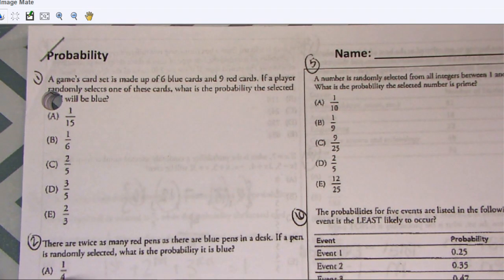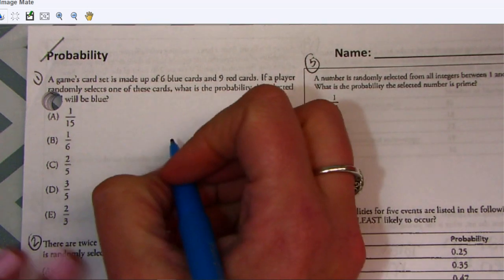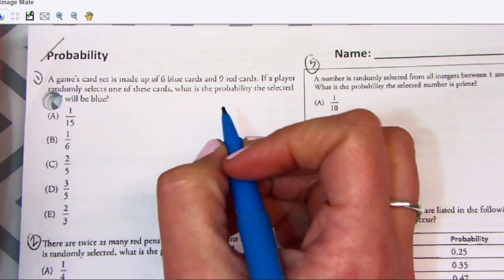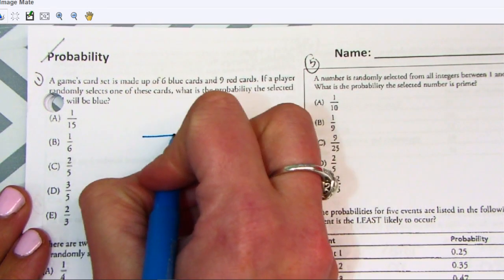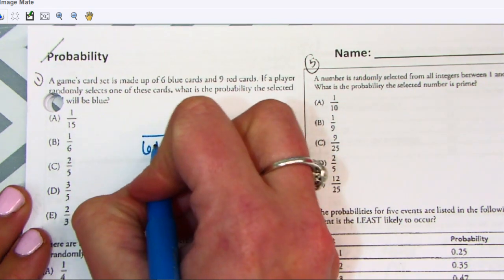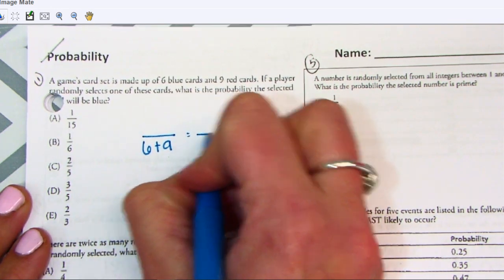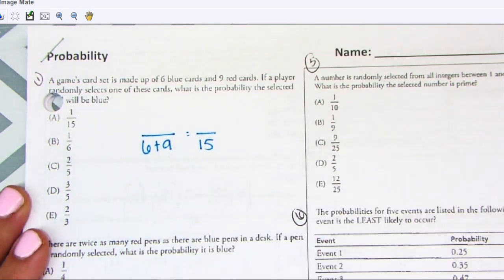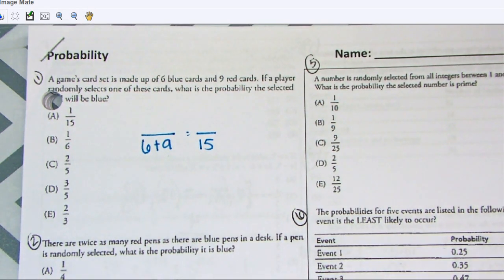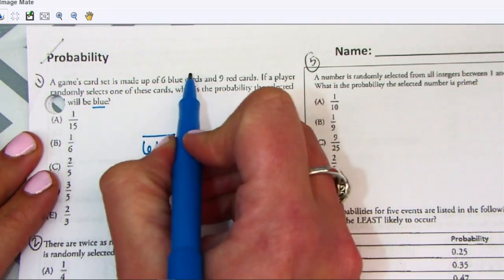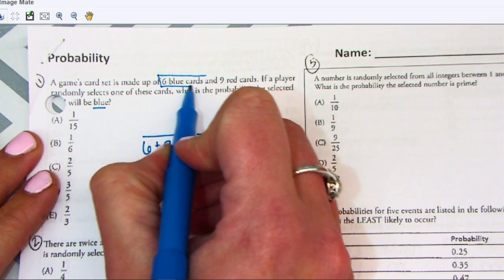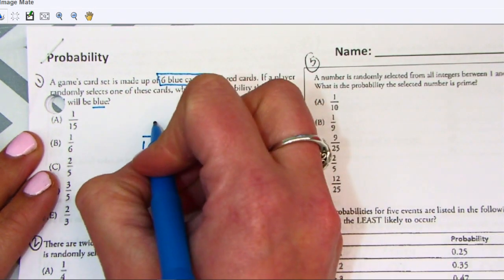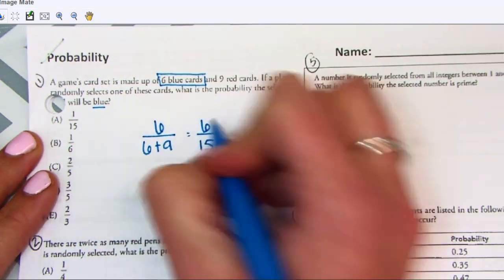So to do this problem, you need the total number of cards. So total always goes on the bottom. So if I look here, I have 6 plus 9. So that is a total of 15 cards. And then we are selecting a blue card, and it tells you that there are 6 blue cards. So the number 6 goes on top.